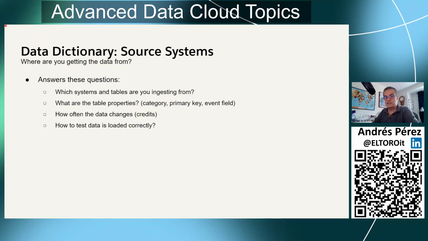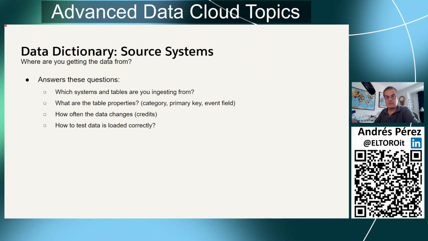The second thing you want to do is your source systems. In this tab or section, you want to indicate what the different systems are that you're bringing the data from. Which systems are you connecting to and bringing the data from? What are the different table properties? Not the whole list of the fields, that will be in a different tab. Here it is: what is the category? Is it a profile, an engagement, or other? What is the primary key? Do I need to create a primary key? If so, what is the formula field?